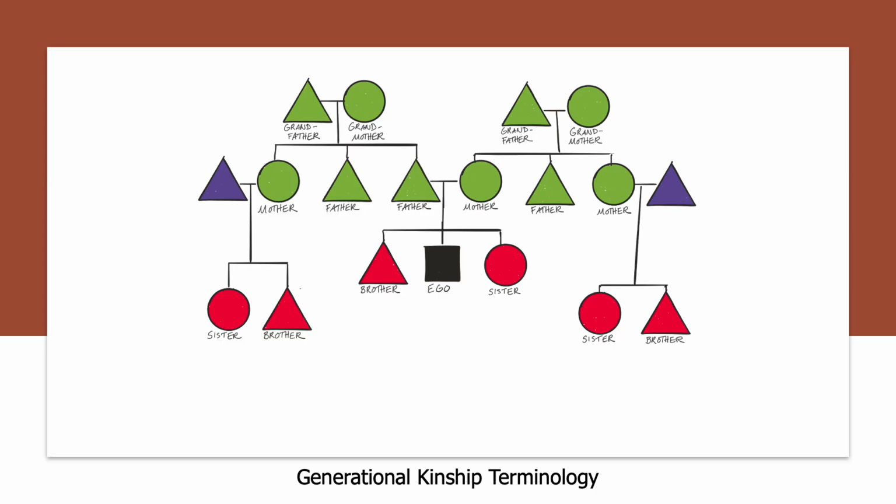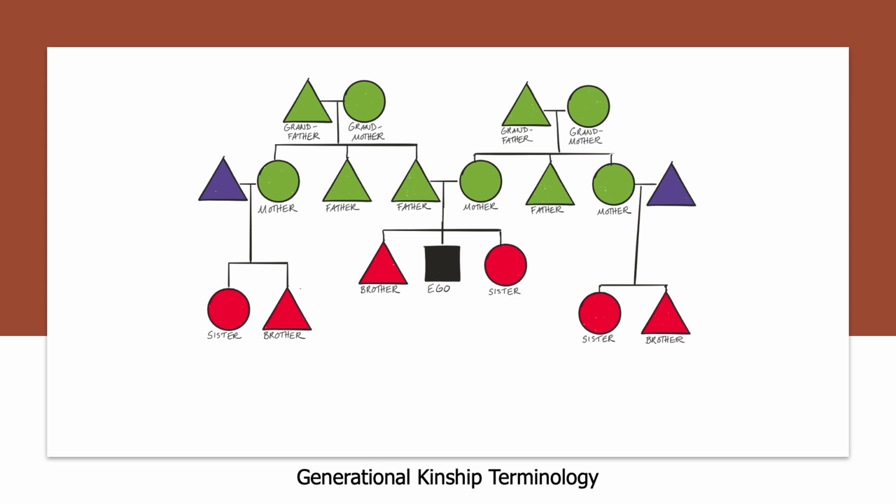Here again is my hand-drawn chart. As you can see, this is what Morgan was talking about when he talks about classificatory systems merging the collateral relatives with the lineal relatives. The collateral relatives, more of them are turning green because more of them are being referred to with the same kin terms as your genetic father, genetic mother.